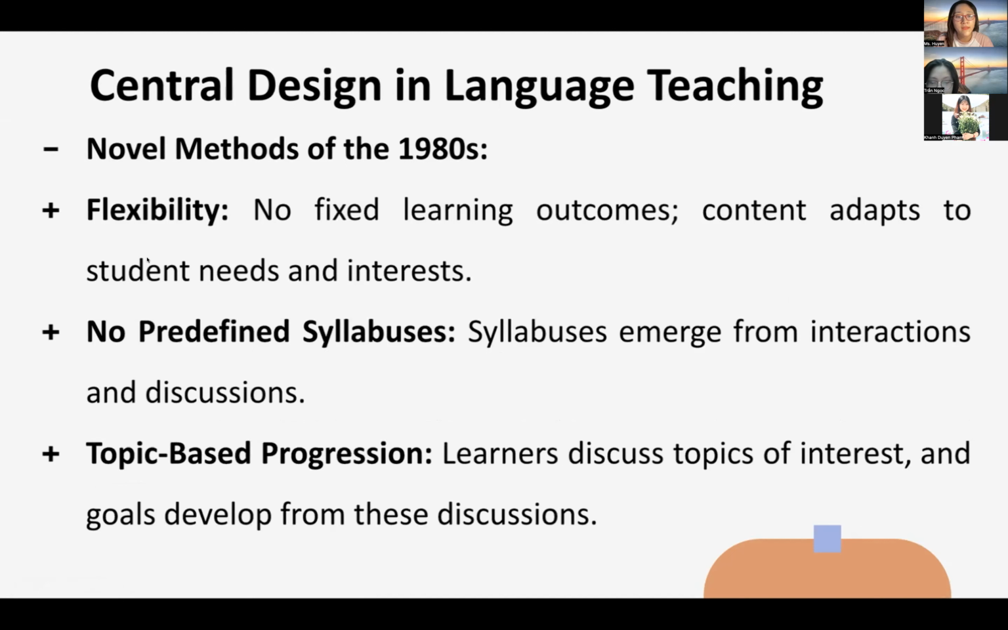About the flexibility of novel methods, they have no fixed learning outcomes, and content adapts to student needs and interests. There are also no predefined syllabuses. Syllabuses emerge from interactions and discussions. Learners discuss topics of interest and goals develop from the discussions.